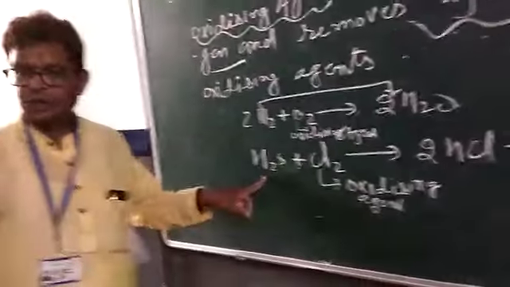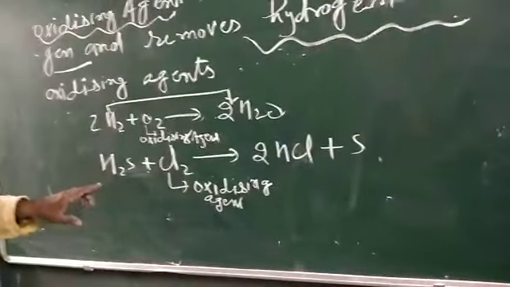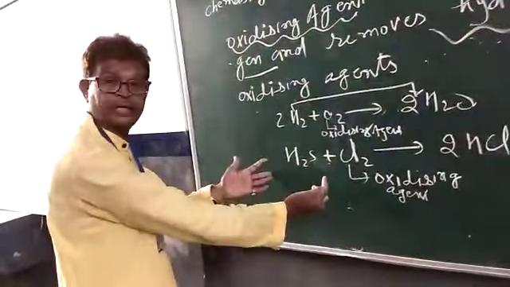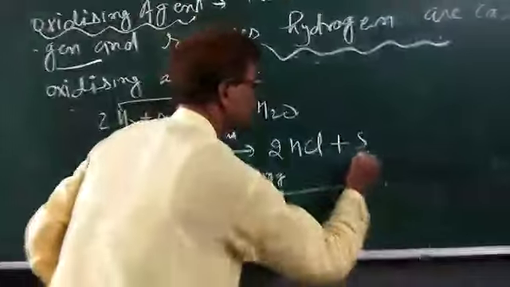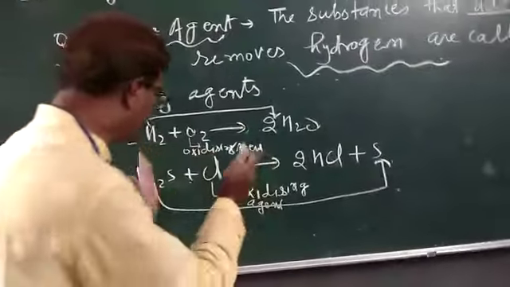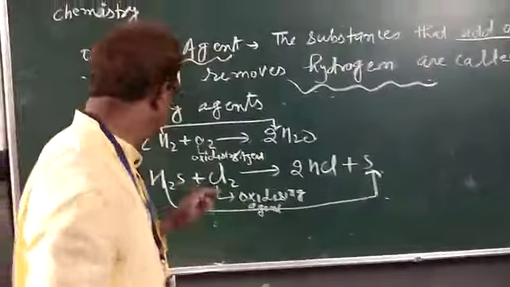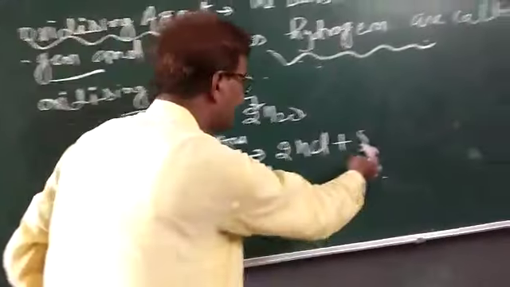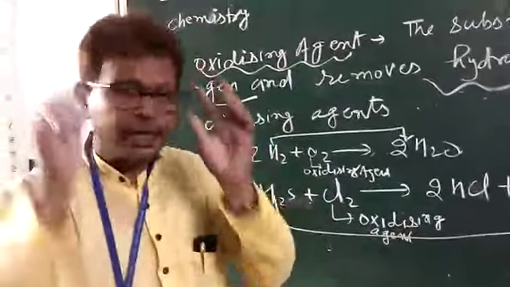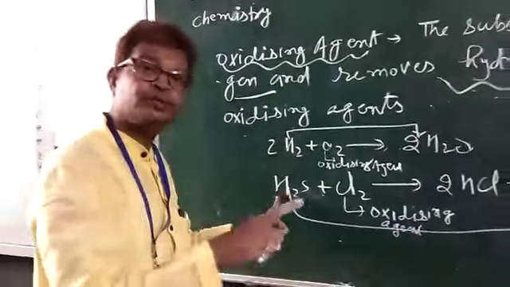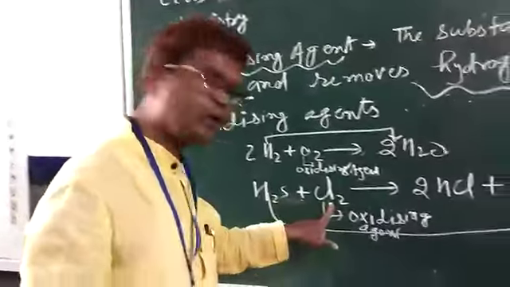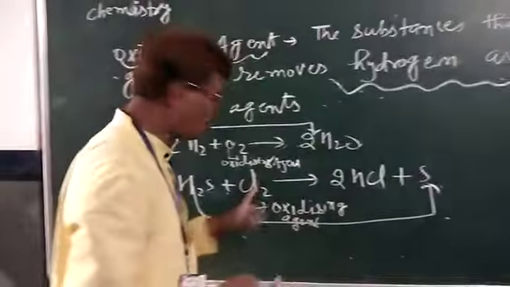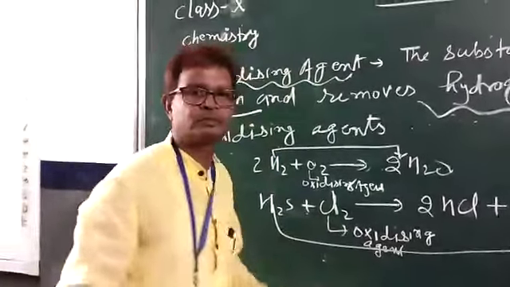In the second reaction, see here, H2S reacts with chlorine to give 2HCl and S. Just try to understand. How can you have sulfur? Since chlorine removes hydrogen from hydrogen sulfide to obtain S, or sulfur. It means hydrogen is displaced by chlorine. Hydrogen is removed by chlorine to obtain sulfur, so chlorine will be the oxidizing agent.